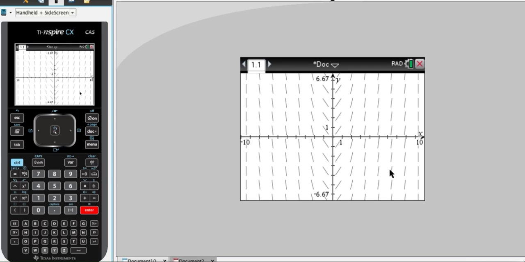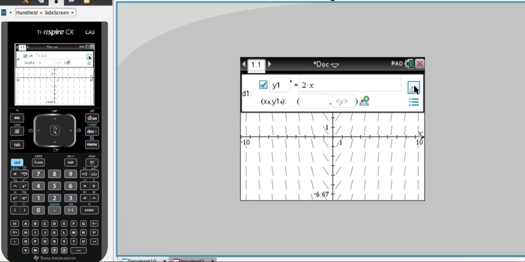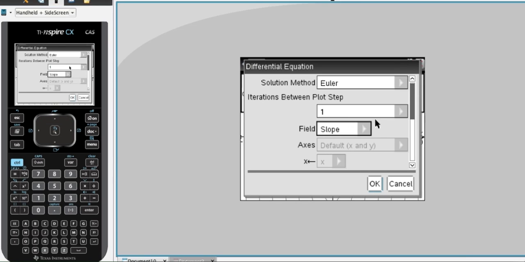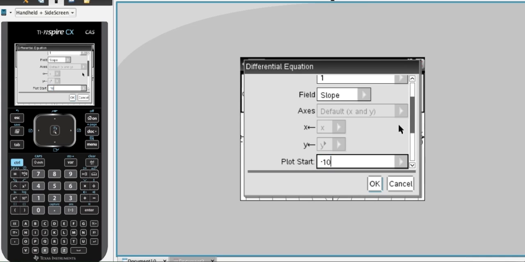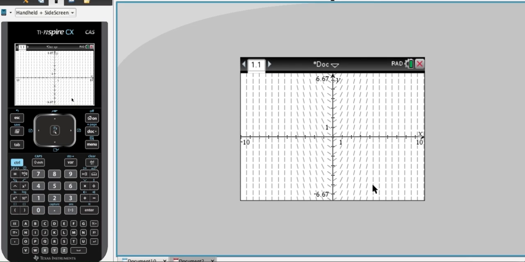And if we want to make the resolution higher for this slope field, then by pressing tab and then going back to y1 using the up arrow, we can click on the edit parameters button and scroll down, and we can change the field resolution to something like 30. So now you can see that at x equals 1, the slope of the slope field is equal to 2, because 2x evaluated at 1 is 2.